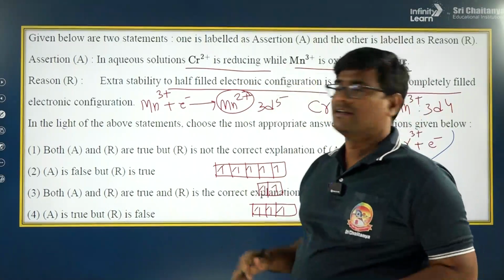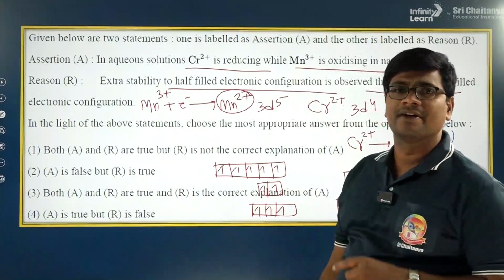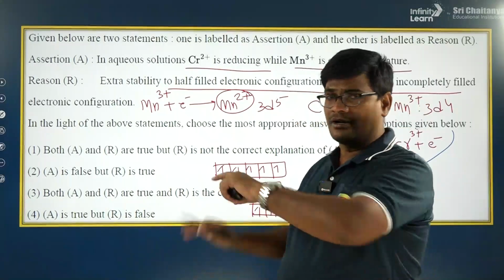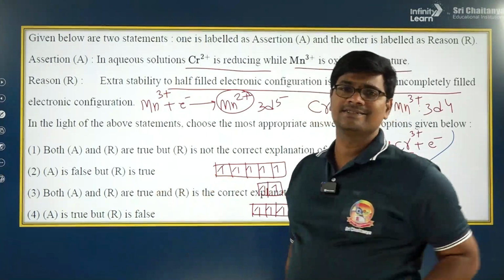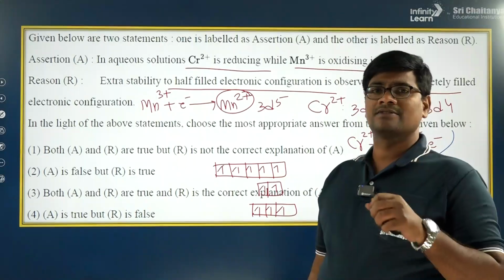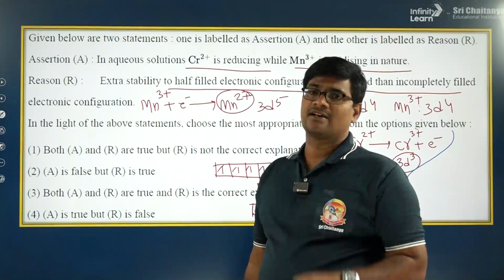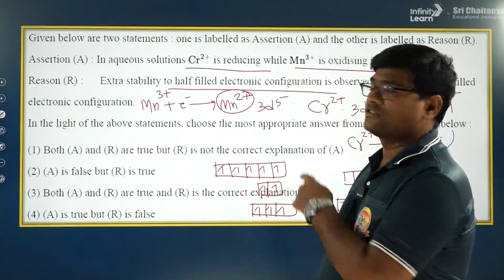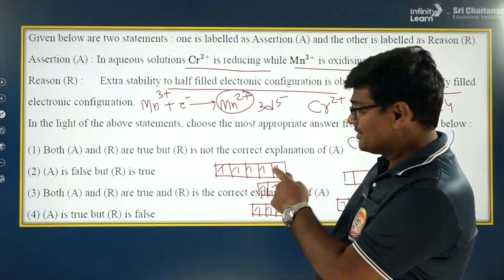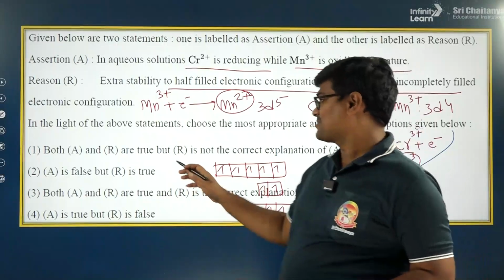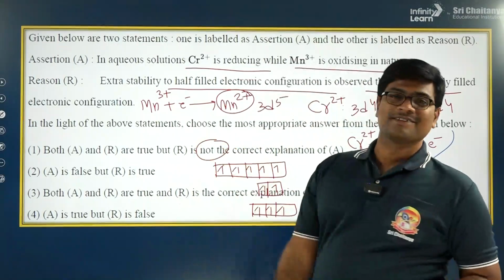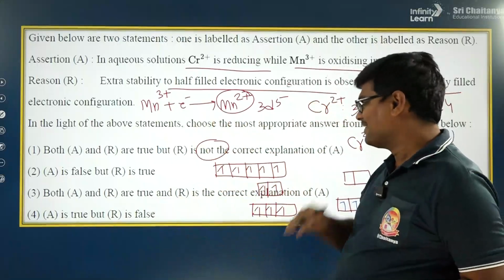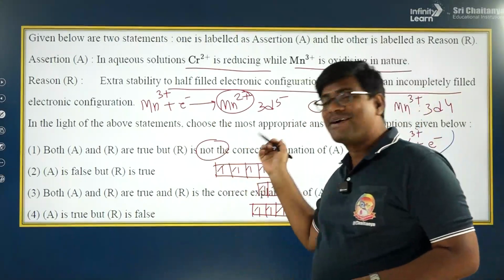The reason is extra stability of half-filled electronic configuration in t2g set in case of chromium, and total d5 configuration, t2g as well as eg set, in case of manganese. It increases the stability. Reason is correct option. Also the correct explanation. Therefore, what is the right answer? First option. Both assertion... look at this, this is interesting. The first option they have mentioned is not the correct explanation. It is a twist. Be careful. So, both assertion and reason are true, but R is not the correct explanation.